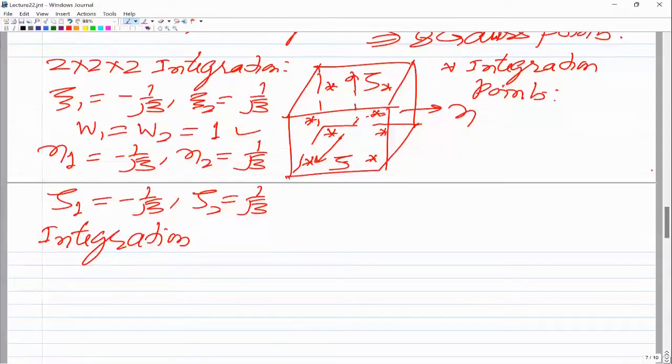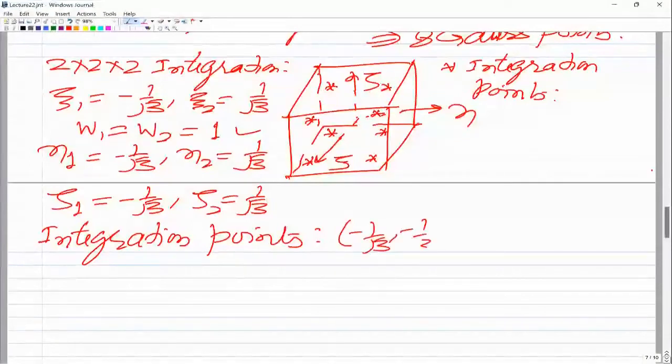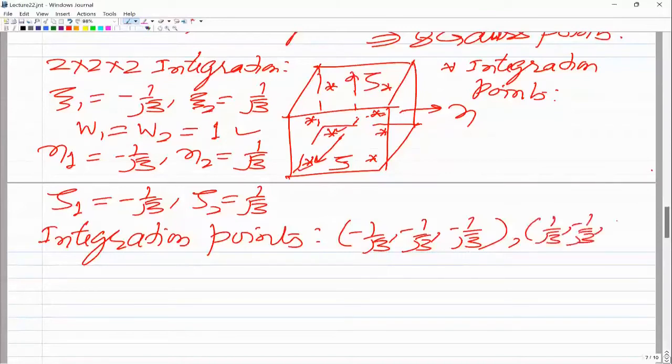So the integration points, those 8 points: one point is going to be -1 upon root 3, -1 upon root 3, -1 upon root 3. That is, xi, eta, zeta are all negative, and so that would be actually this point. Then you come to this point, which will be +1 upon root 3, -1 upon root 3, and then -1 upon root 3. That is the second point, this particular point.